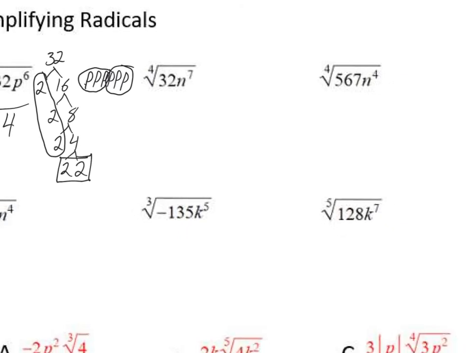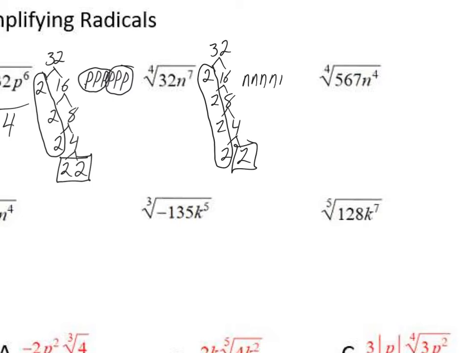Okay, let's try the next one. Very first thing, we're going to take out that 32. So that splits up to 2 and 16, 2 and 8, 2 and 4, 2 and 2. We're going to circle anything that has 4 of it. So 1, 2, 3, 4. And then we'll put a box around whatever was left over. I have 7 n's, so 1, 2, 3, 4, 5, 6, 7. I'm going to put a circle around 4 of them. Do I have 4 left? No, so I'm going to put a box around all 3 of those. So we're going to pull out what is in the circle.